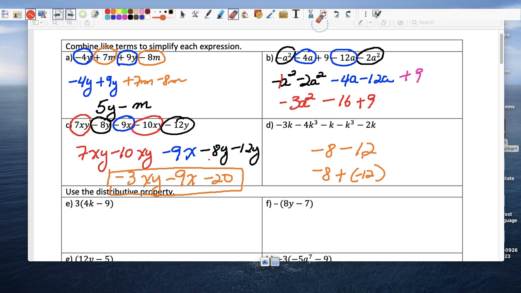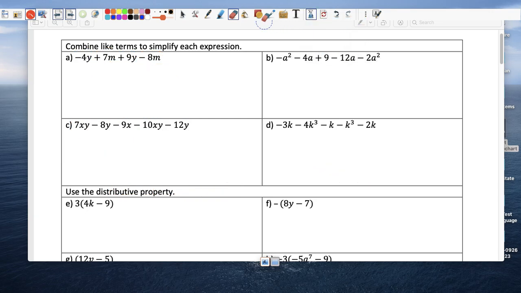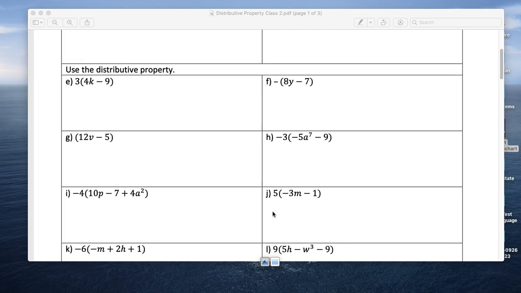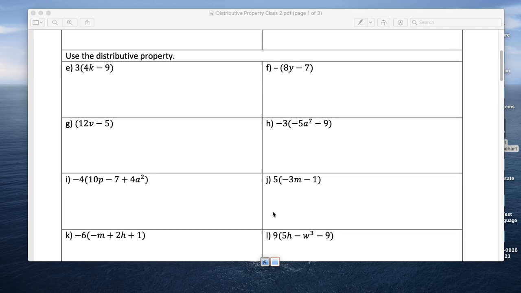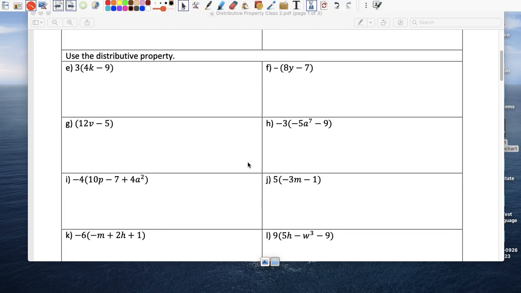Distributive property. So that's what we worked on today. Okay. I think the McDonald's example hopefully helped. So this says 3 times parentheses 4k minus 9. So we're going to multiply everybody by 3 inside the parentheses. So 3 multiplies the 4k and the 3 multiplies the 9.